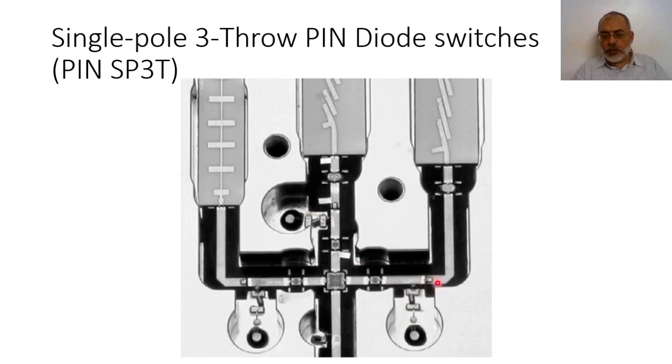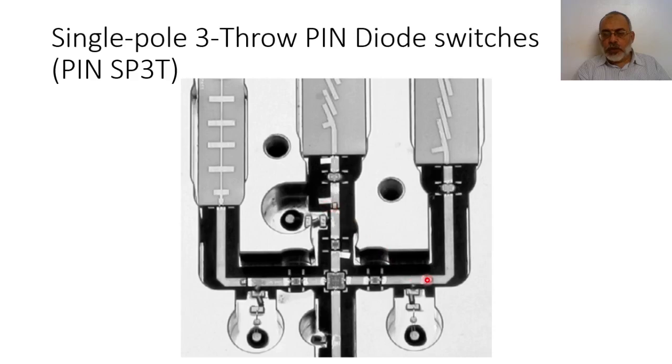This is a diode, this is a PIN diode, this is a PIN diode, and here the PIN diode is in series, and this is a biasing network for this PIN diode. This is the equivalent choke coil here. This is the equivalent choke coil here. And this is a biasing. So we have three switches. Switch here, and switch here, and switch here. And depending on the biasing, one switch is on and the other switches are off.